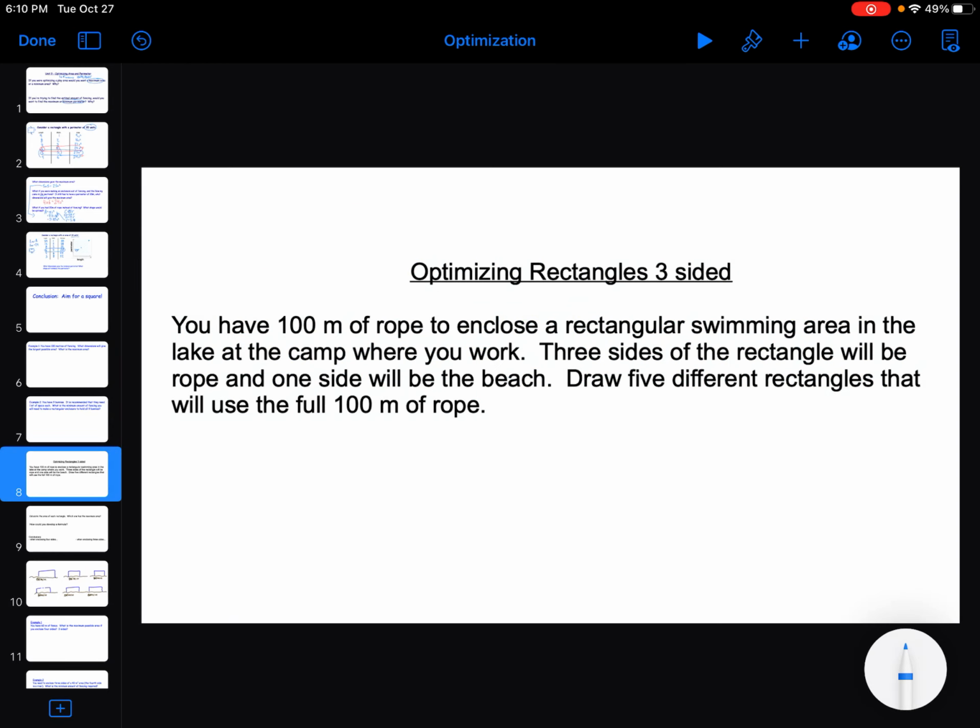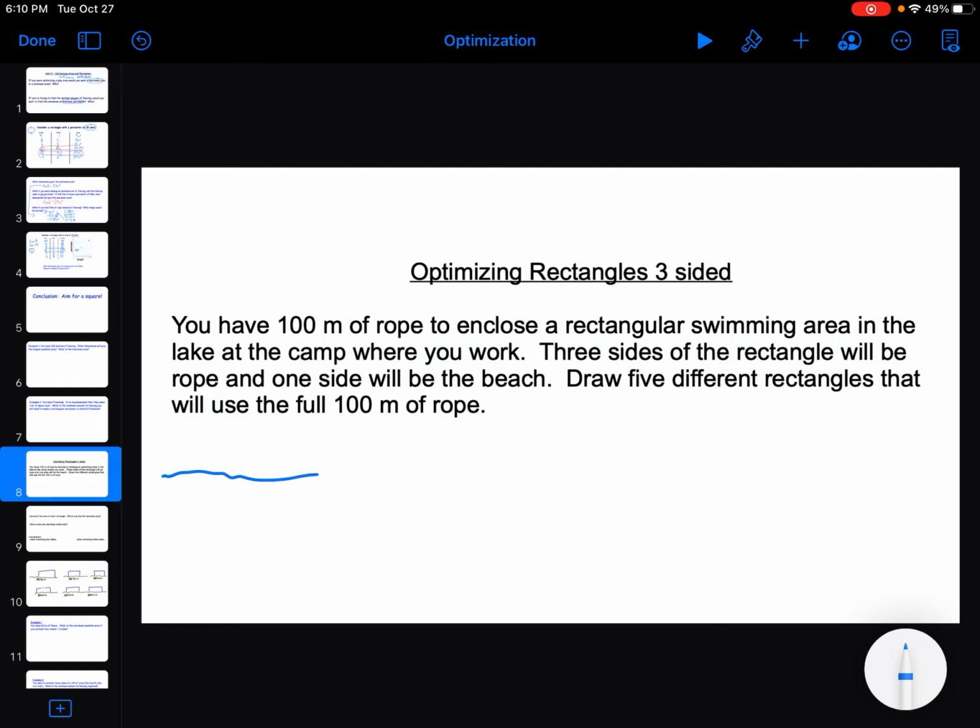Okay, so we've done 4-sided shapes, but a lot of the times we don't have 4-sided shapes. A lot of the times you have 3-sided shapes, like a backyard that's blocked off by a house. Or in this case, you've got 100 meters of rope to enclose a rectangular swimming area in a lake camp where you work. 3 sides of the rectangle will be used with the rope, and the other side is going to be the beach. So draw 5 different rectangles to show how we would use the full thing.